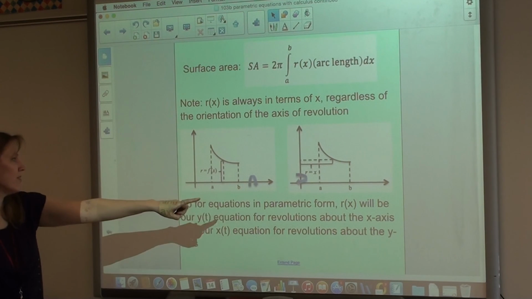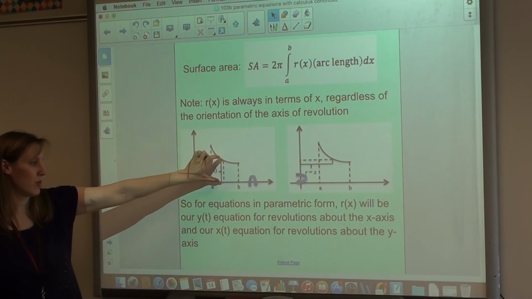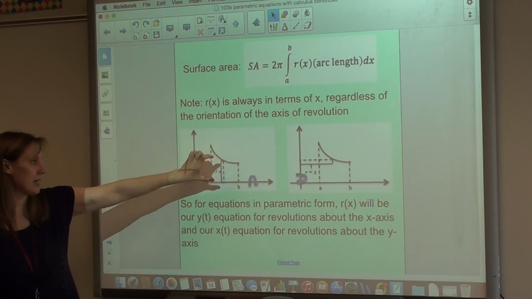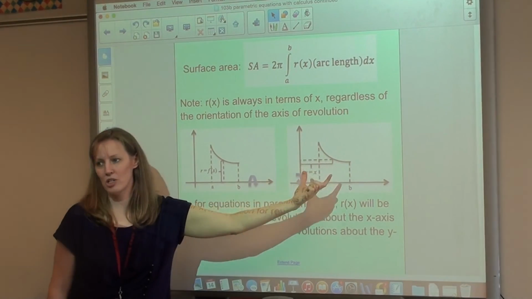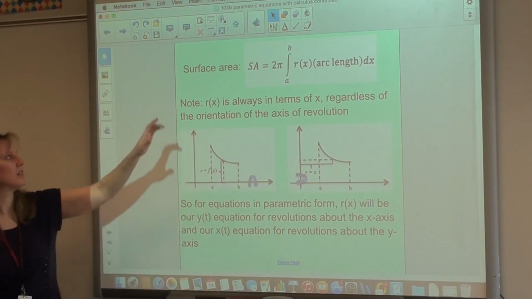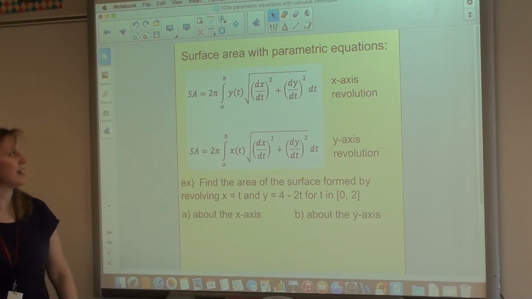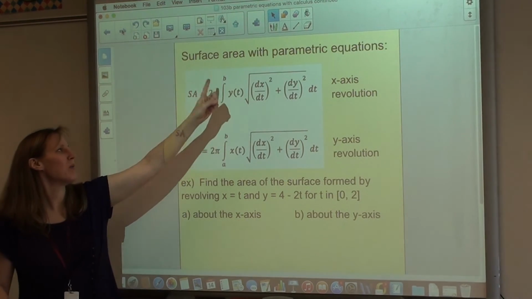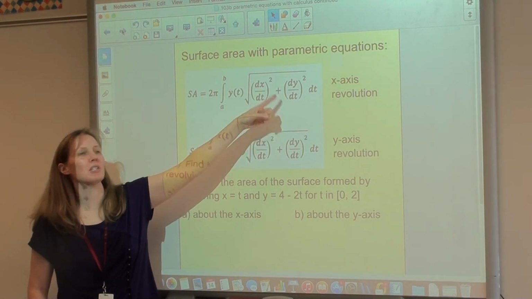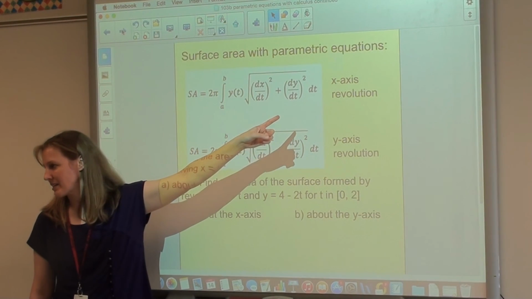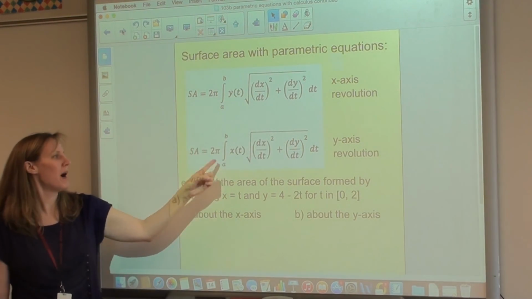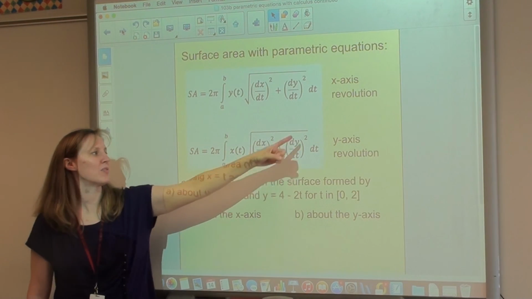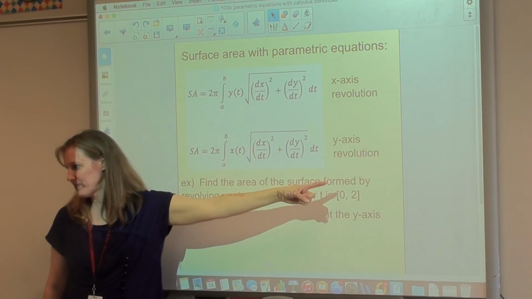r of x would just be our y of t equation when we're revolving about the x-axis, and our x of t equation when we revolve about the y-axis. So we end up with this. Surface area is 2π y times the arc length if it's revolving about the x-axis, and 2π x times the arc length if you're revolving about the y-axis.